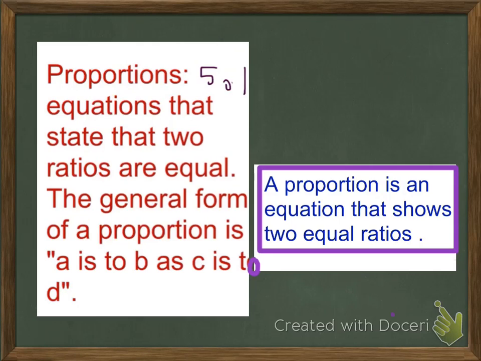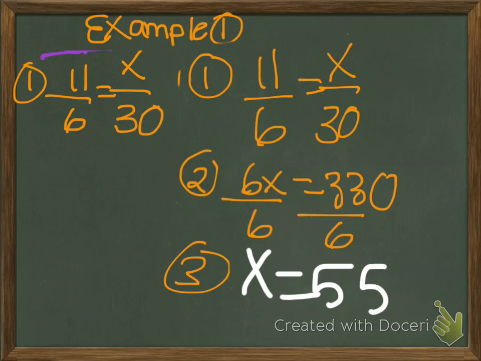Our next lesson is all about proportions, which are equations that state that two ratios are equal. Also, a proportion is an equation that shows two equal ratios. The general form of a proportion is A is to B as C is to D.